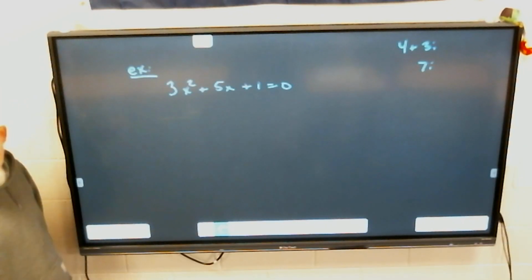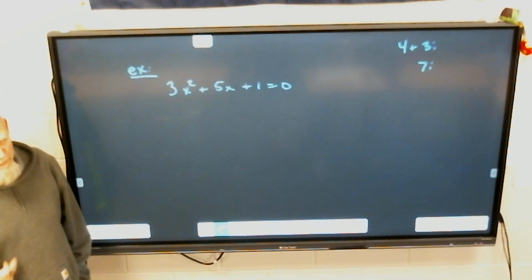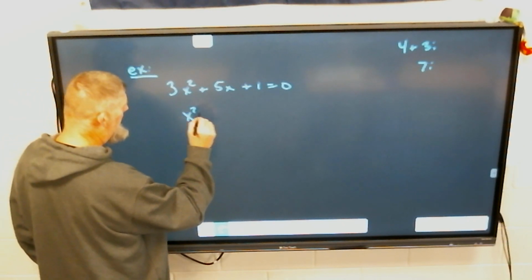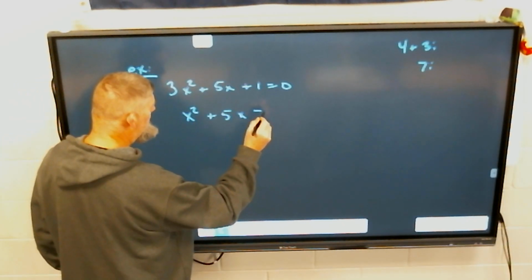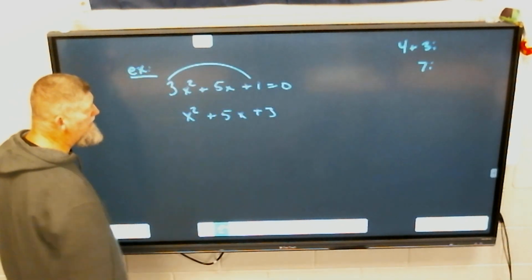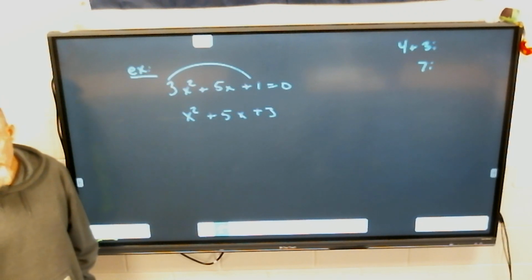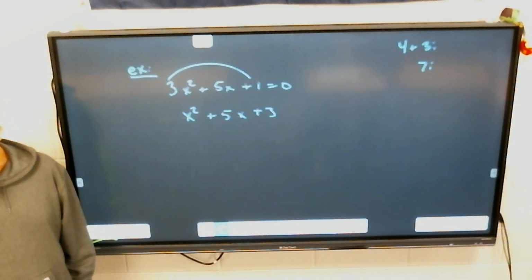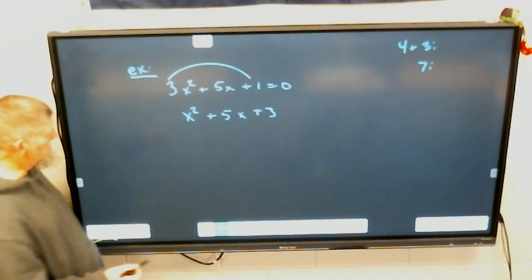Now we could probably try and factor this one. I'll be honest, if I'm solving these, I look at it very quickly and I say, okay, x squared plus 5x plus 3, because I multiplied a times c. What multiplies to 3 and adds to equal 5? No. And if I don't have it by now, I don't even continue to try. I'm done. In this case, there is none.